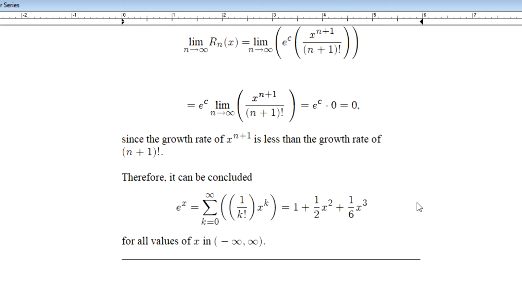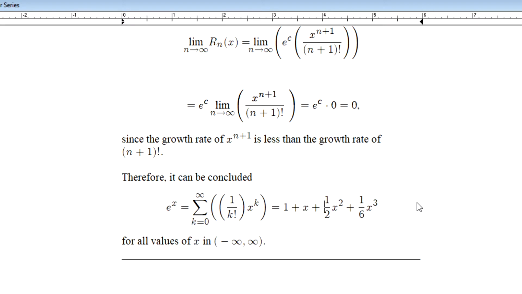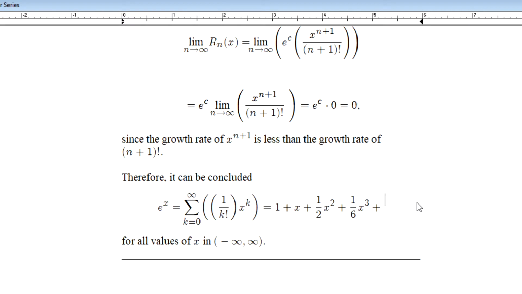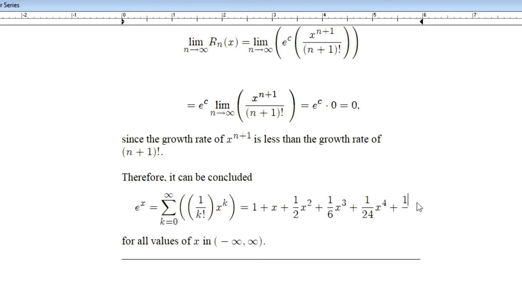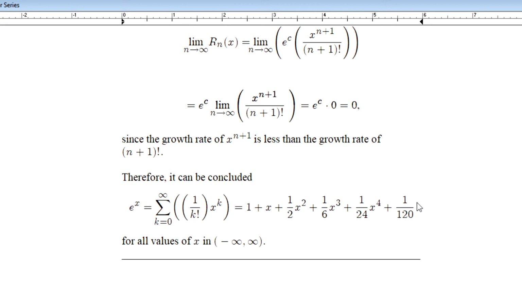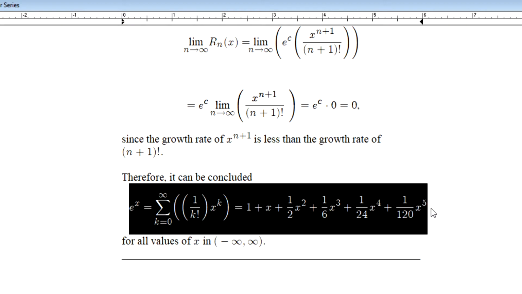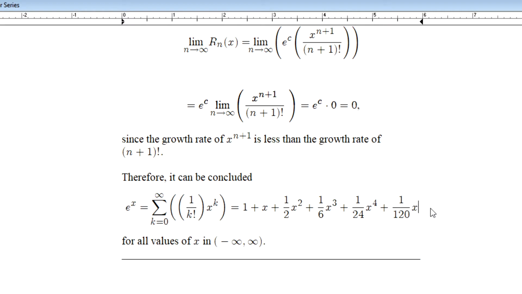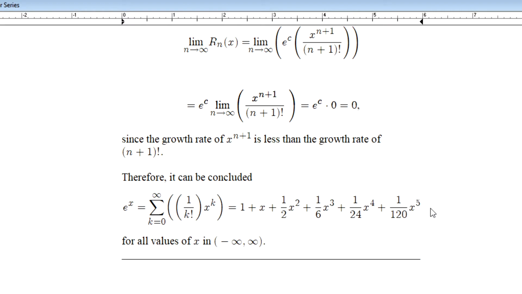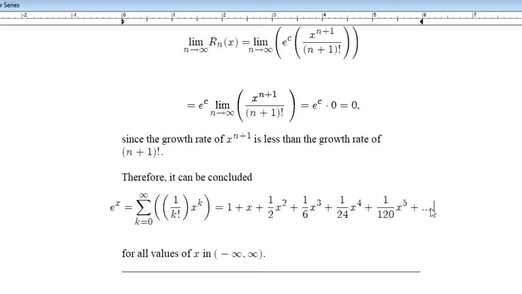Do I have that? Oh, back up, I'm missing a term. Plus x, plus 1/2 x squared, plus 1/6 x cubed, plus 1/24 x to the 4th, plus 1/120th x to the 5th. Let me fix this. x to the 5th, and so forth.